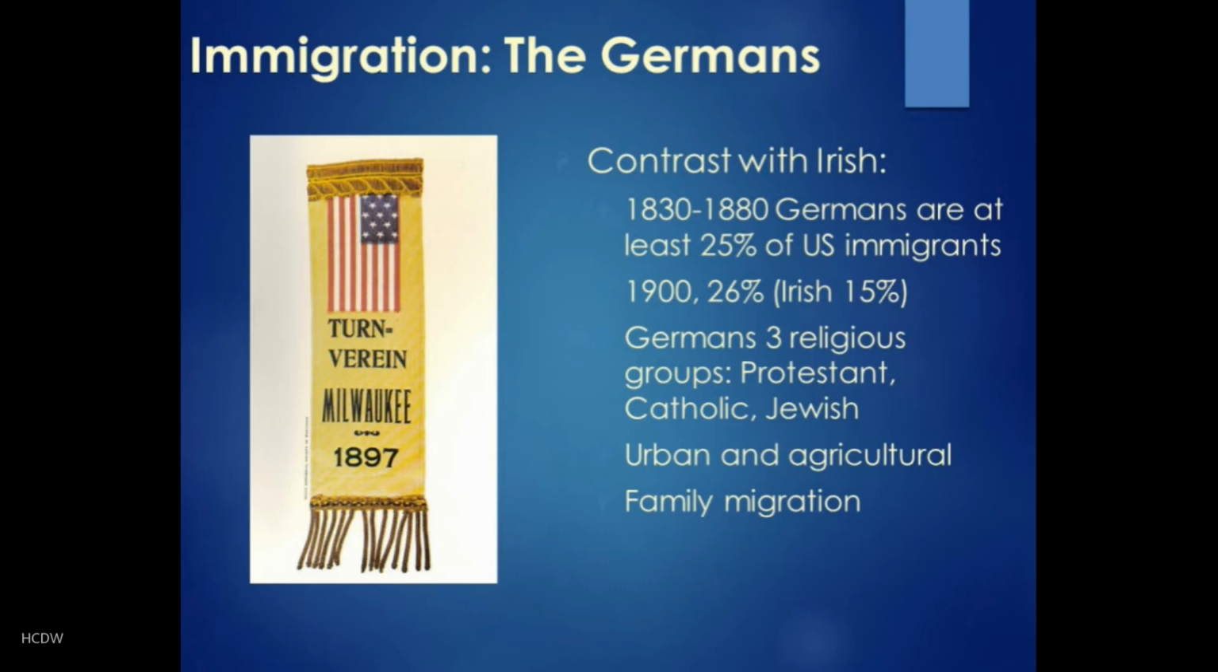So the Irish were almost exclusively Catholic, while Germans were divided into three religious groups, or at least three: Protestant, Catholic, and Jewish. While the Irish were almost exclusively urban and focused really in the eastern cities, Germans are both urban and rural or agricultural, and they often migrate much further into the hinterlands inland within the United States. And Germans were much more likely to migrate as families as opposed to just single males, which we mentioned with the Irish.